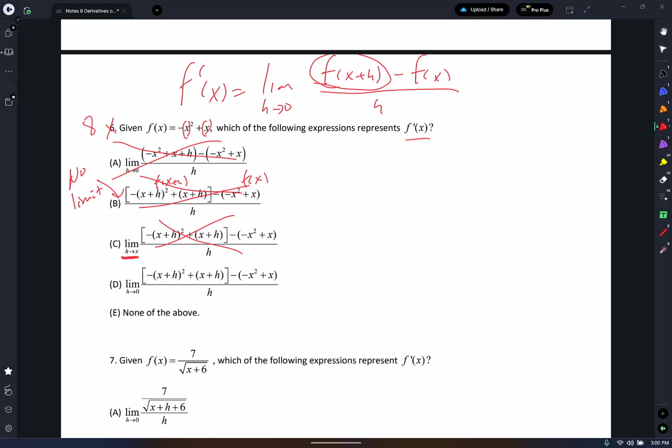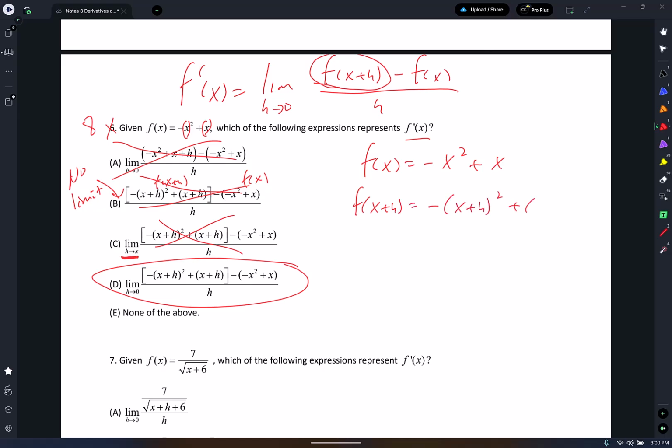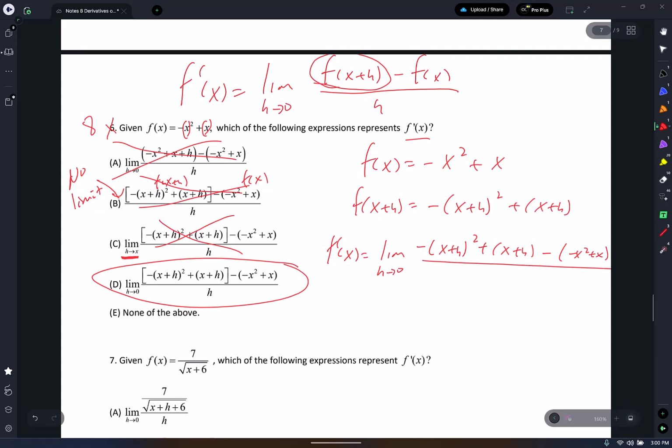Is that the one? Yes, that's the one. Maybe you had to be like, okay, hold on. What's my f of x? Maybe you feel like doing this and then going, okay, f of x plus h is negative (x plus h) squared plus (x plus h). Just don't expand it, so UH doesn't look like they're expanding it. So f prime of x equals limit as h approaches 0, this expression, negative (x plus h) squared plus (x plus h) minus f of x. So f of x is negative x squared plus x, all over h. Oh, look, that looks like that one. There it is. Do you see how we did it?